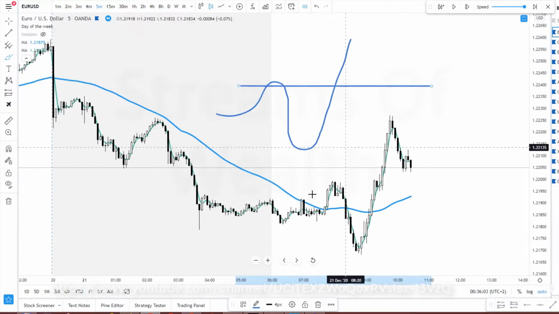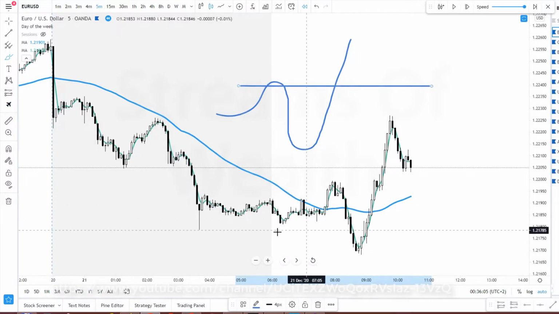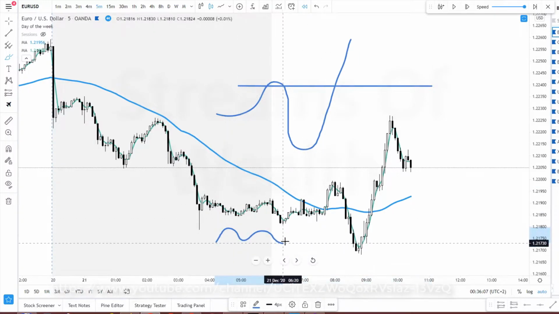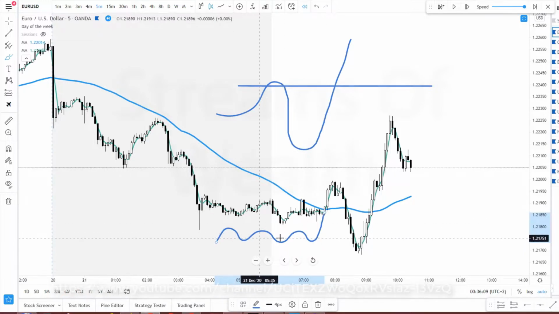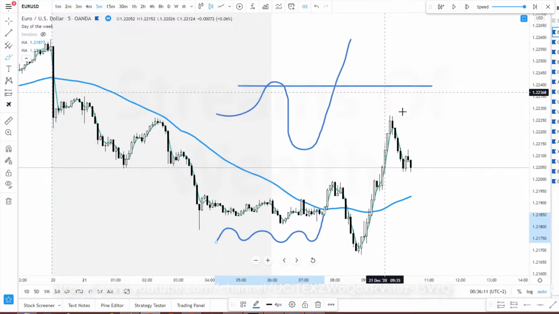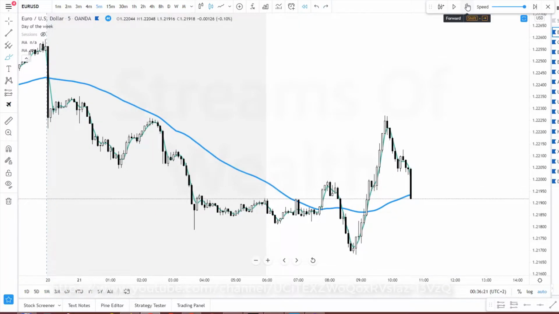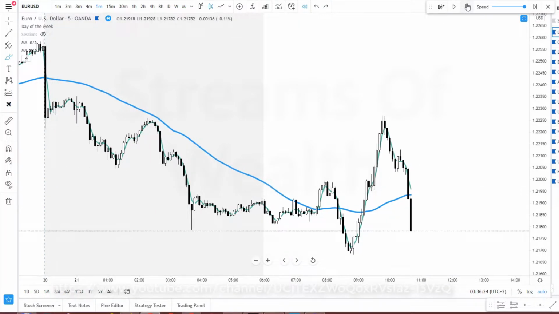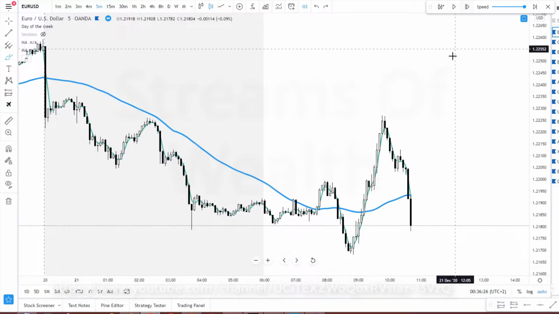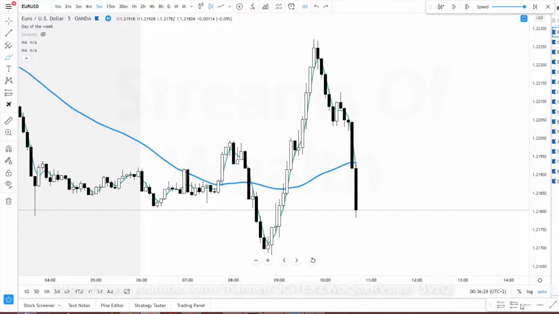So that was good, because here, as you can see, it just went sideways, and now it crossed. But you know, we want to see some nice move. And again, that is why you need to backtest this. You need to practice it and see how this can work for you or not. So again, this is good. We have a strong move.